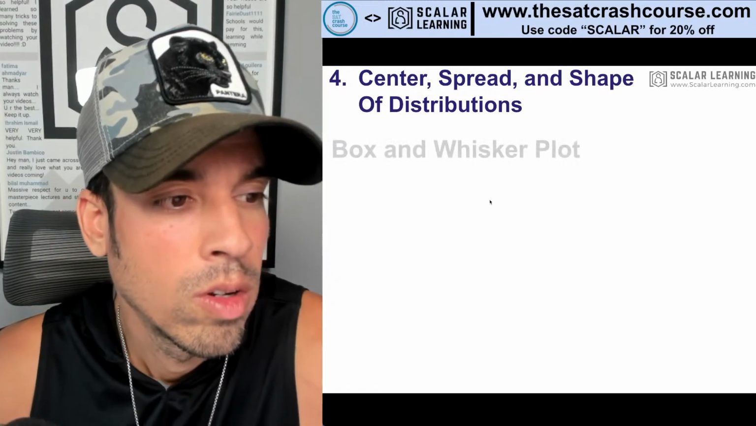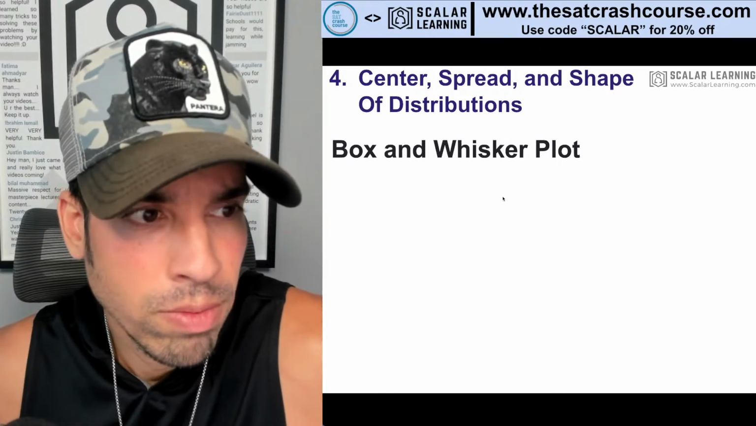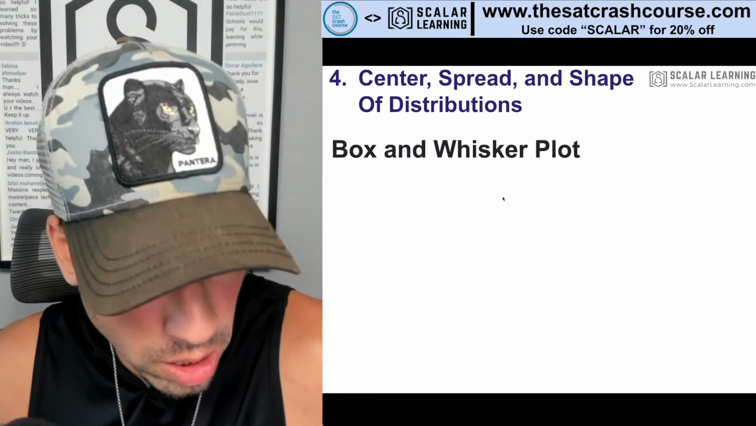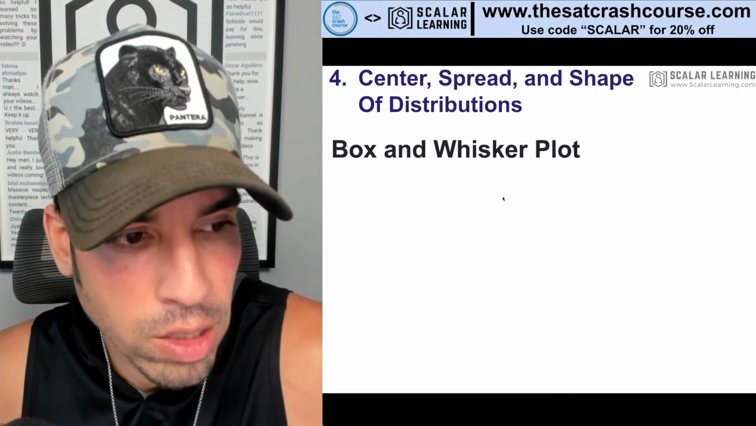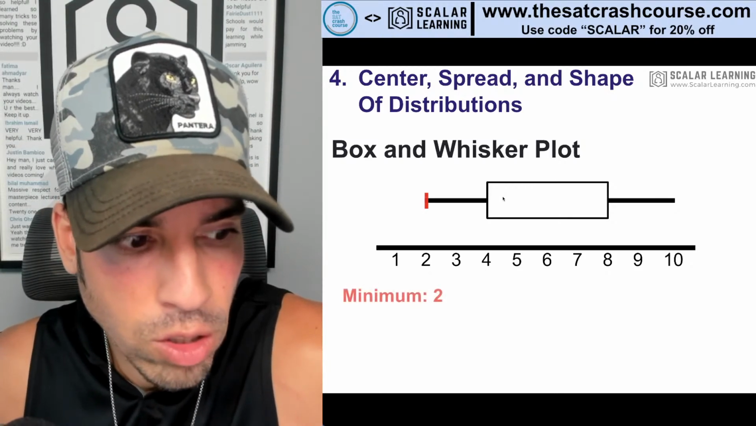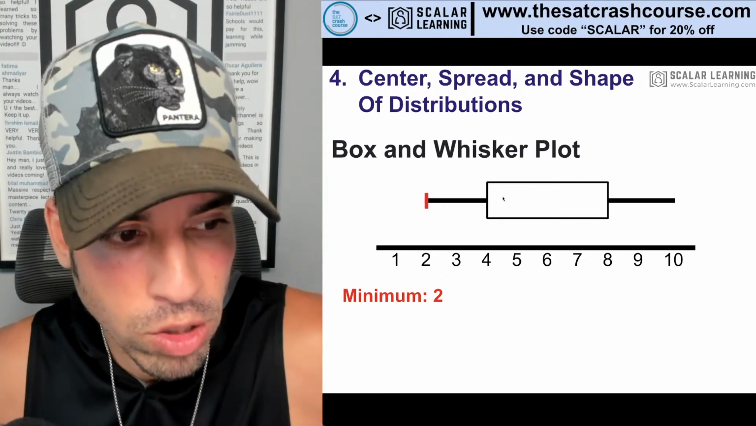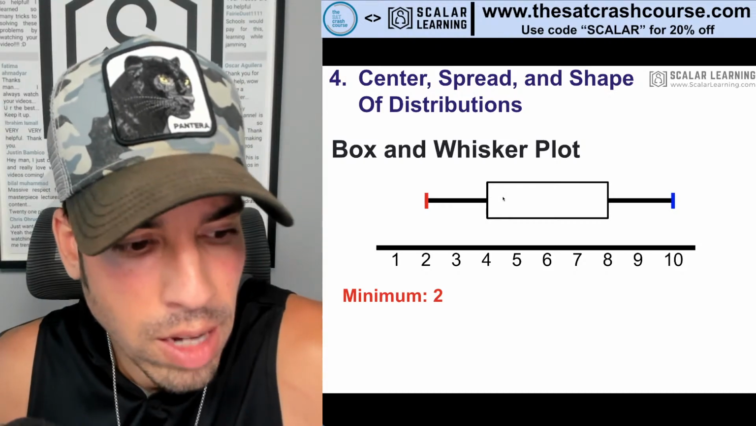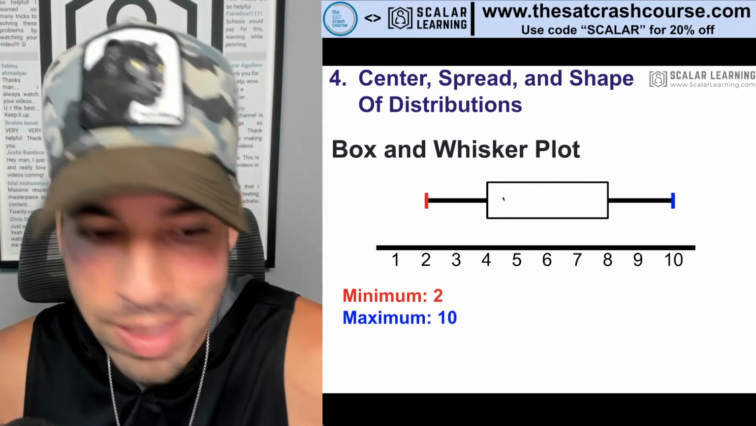Okay. All right, now here's another type of way that you're going to measure center shape and distributions as well. And this is something called a box and whisker plot. So a box and whisker plot looks like this. And we're going to kind of go through all these different pieces of a box and whisker plot just so you can understand how to interpret it. So for example, first, the left end is the minimum. The right side in blue is your maximum value. So here you see the minimum is 2, the max is 10.